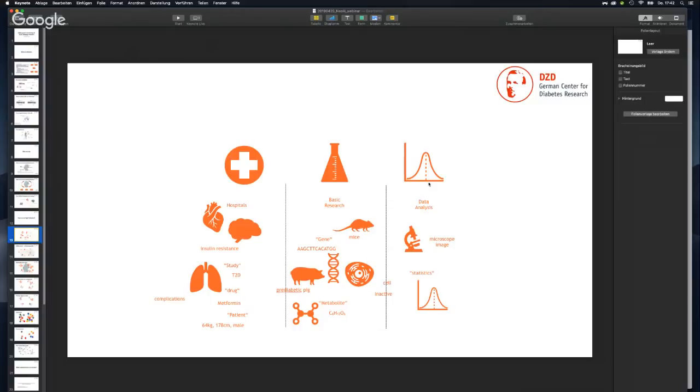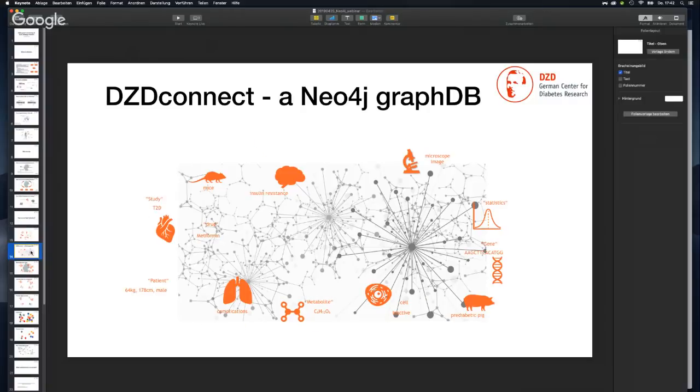And the third part is more, let's say, the data analysis, something like microscopy data or statistics of different data sets. And they were all siloed, which is the classical thing. And we had the idea to connect these data points together, and we call this the DCD Connect, which is a Neo4j graph database, and that's why we are here today.